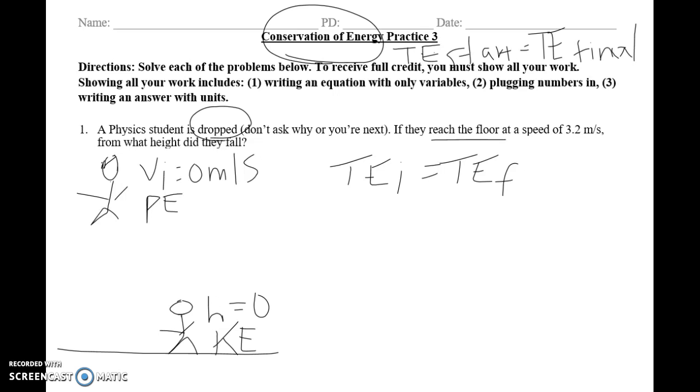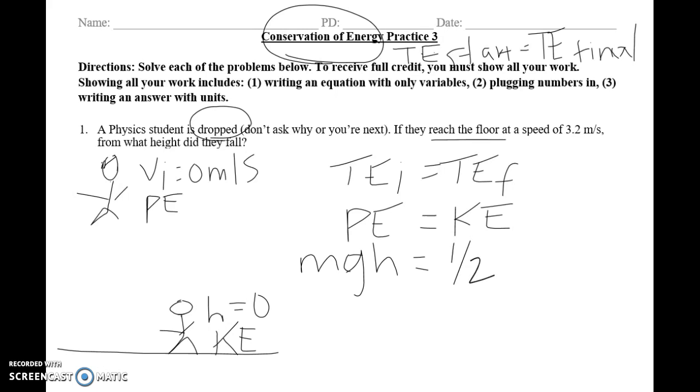Well, to start with, the person has potential energy. To end with, the person has kinetic. And I know that those must equal each other. So all I'm going to do is write my equation for potential energy as mgh, and my kinetic energy as 1/2 mv squared. Now I'm going to plug everything in.